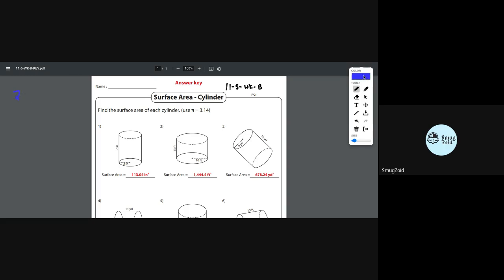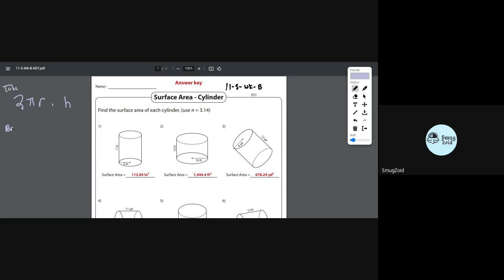I'm telling everybody to use radius. I'm going to change the color of my pencil here. Okay, 2 pi r. That's the radius all the way around the cylinder times the height of the cylinder, which in this case would be 7. That's the tube, the long part of the tube.